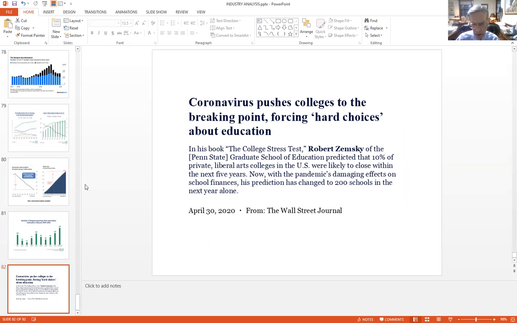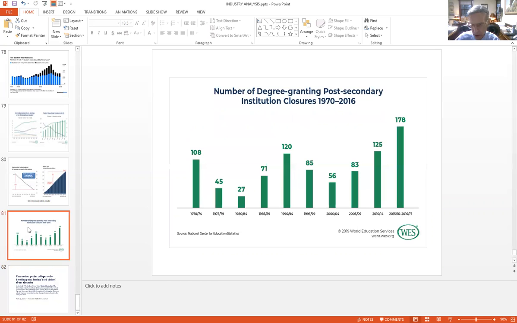And so the last slide that I'm going to show you is this quote from a Wall Street Journal article that talks about perhaps 200 schools will close this year, and that compares to 178. So this is a serious issue for American education and American educational institutions.